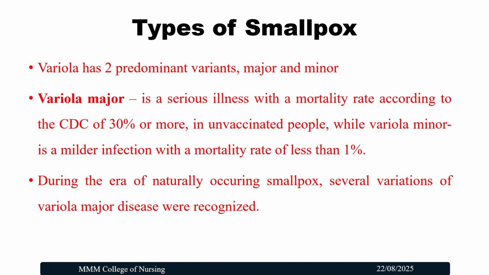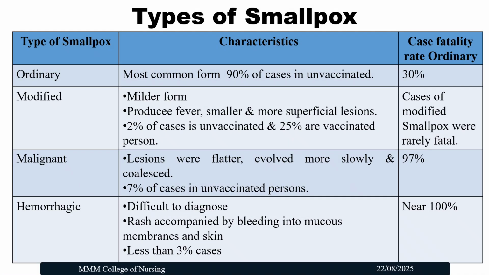Types of smallpox. Variola has two prominent variants, major and minor. Variola major is a serious illness with a mortality rate, according to the CDC, of 30% or more in unvaccinated people, while variola minor is a milder infection with a mortality rate of less than 1%. During the era of naturally occurring smallpox, several variations of variola major disease were recognized. Types of smallpox: ordinary, modified, malignant, and hemorrhagic.